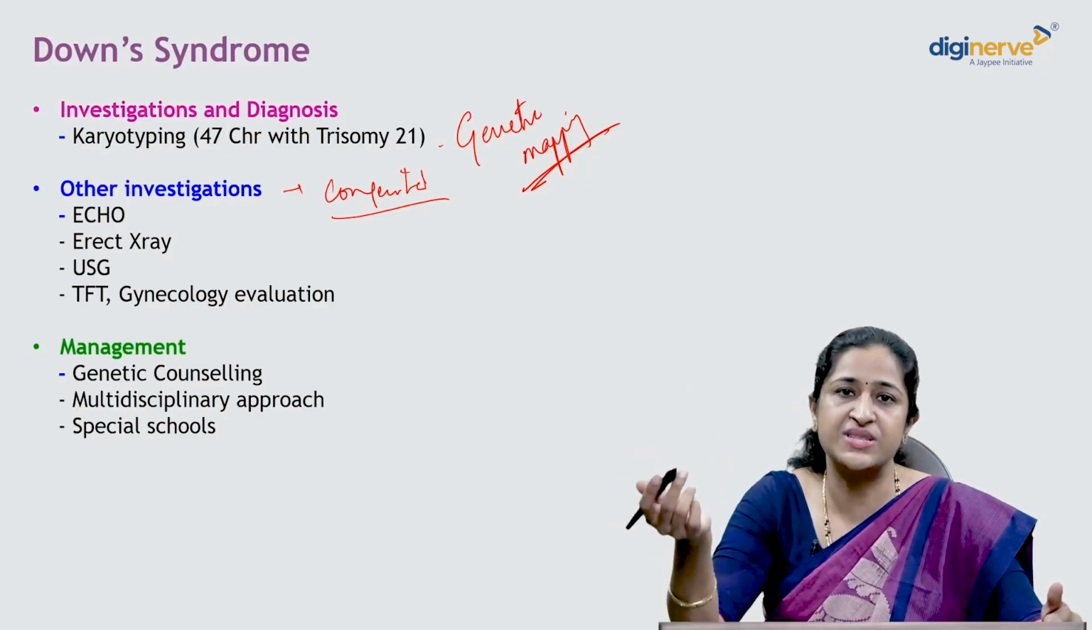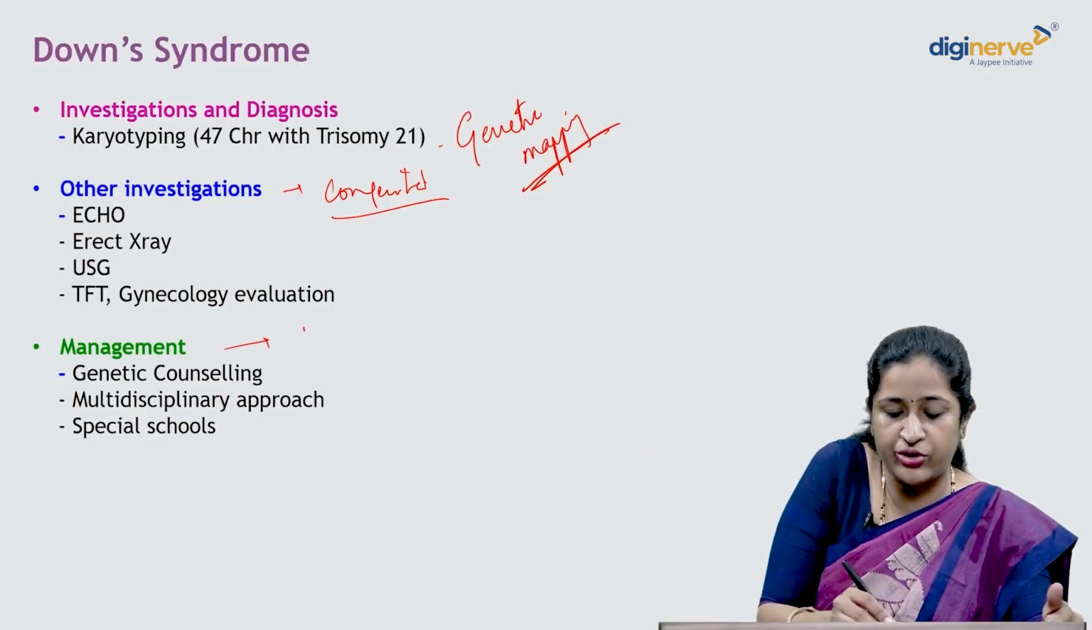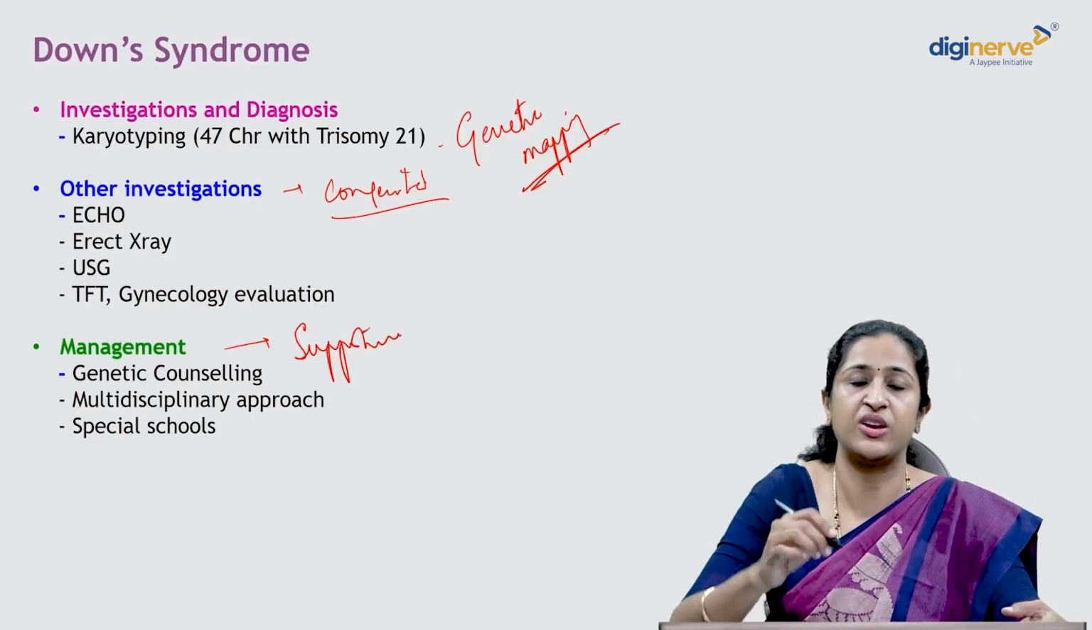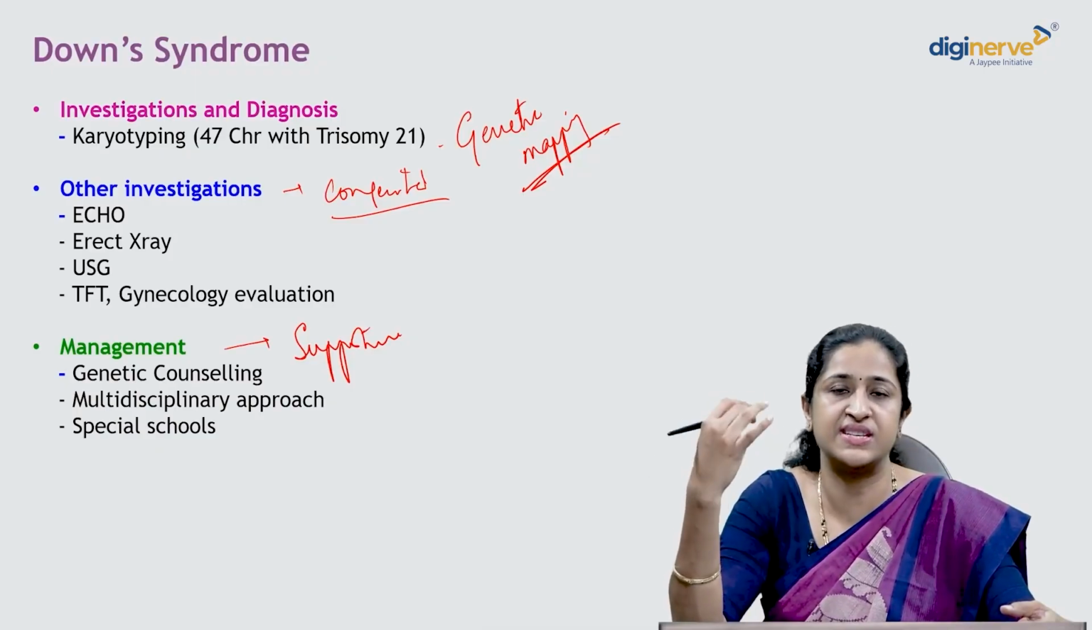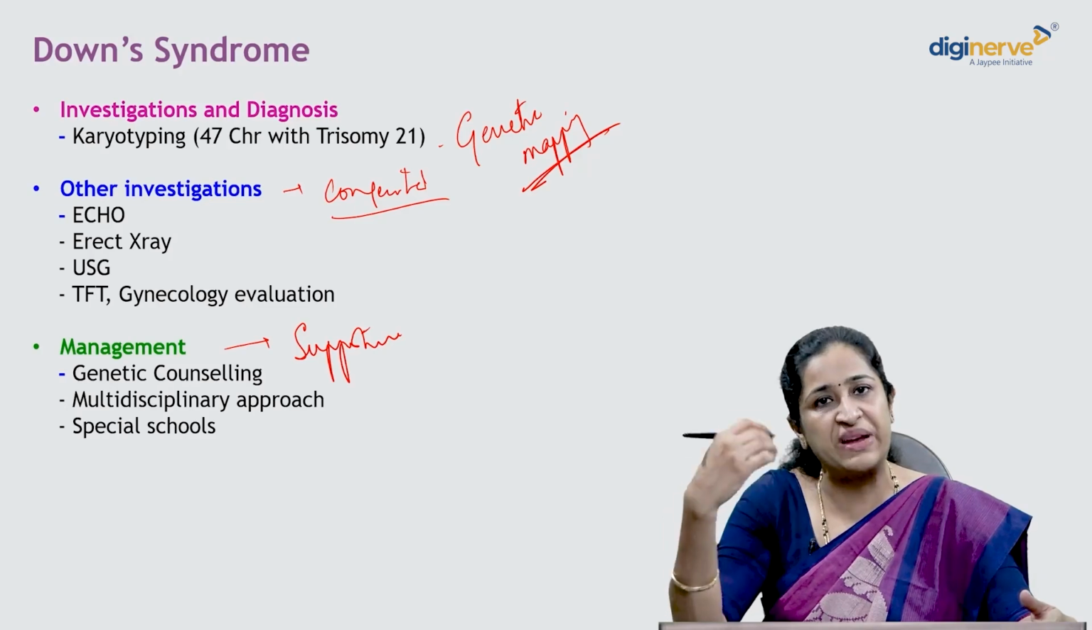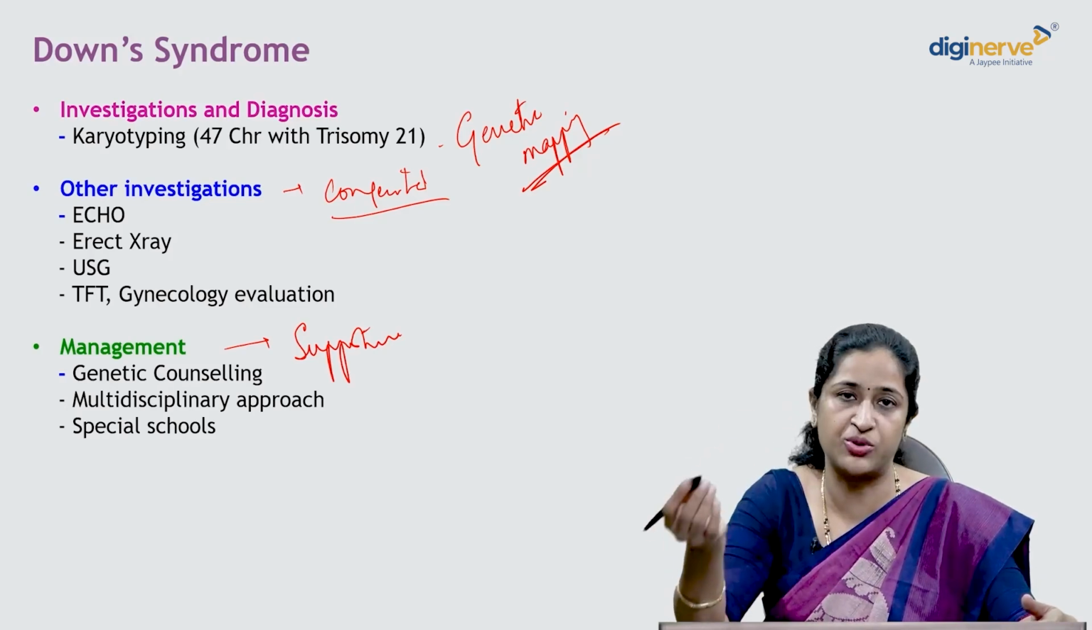Management essentially is only supportive care. So essentially what you have to do for the child is supportive care. The supportive care includes management of the congenital heart disease or relieving the obstruction of duodenal atresia and all these things. The management of the hypothyroidism, this is supportive care.